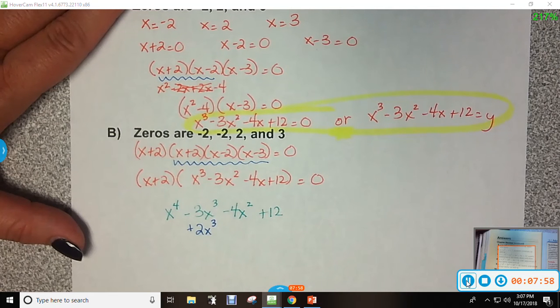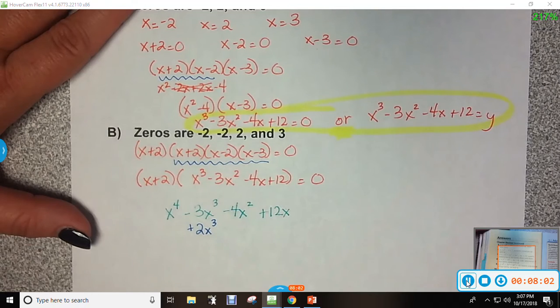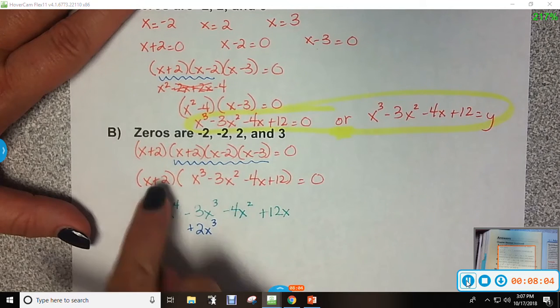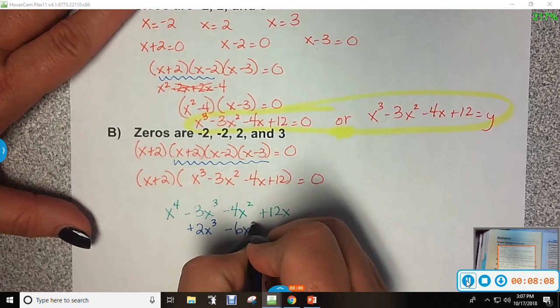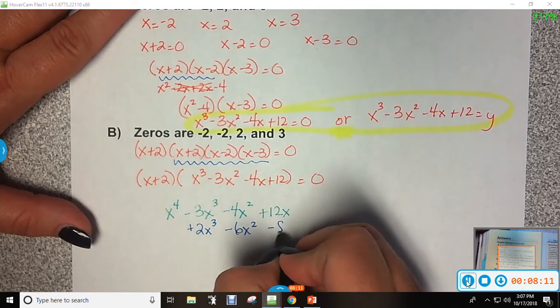I left off the x. Thank you. That would cause me some problems in a minute. You're right. There we go. So now, distribute my 2 here. Gives me negative 6x squared minus 8x.